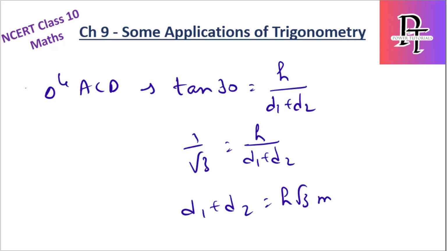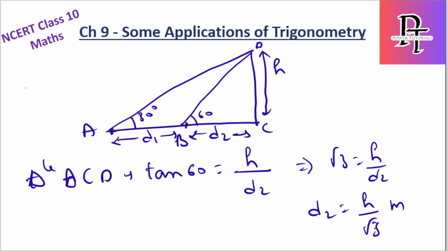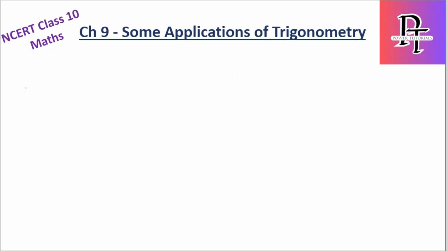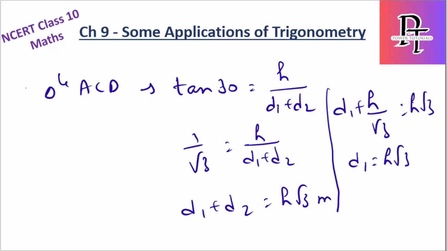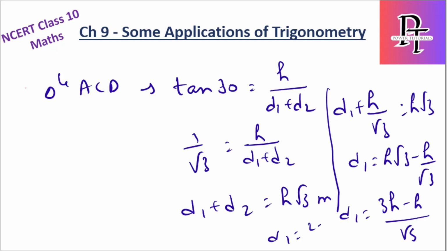But what I know is the d2 value here. So what is d2? d2 is h by root 3. Let's substitute d2 as h by root 3 here. d1 plus h by root 3 is equal to h root 3. If I move h by root 3 to the other side, it becomes h root 3 minus h by root 3. If I take the LCM, it becomes h root 3 into root 3, which is 3h, minus h, by root 3. So I can say the d1 value I got is 2h by root 3.